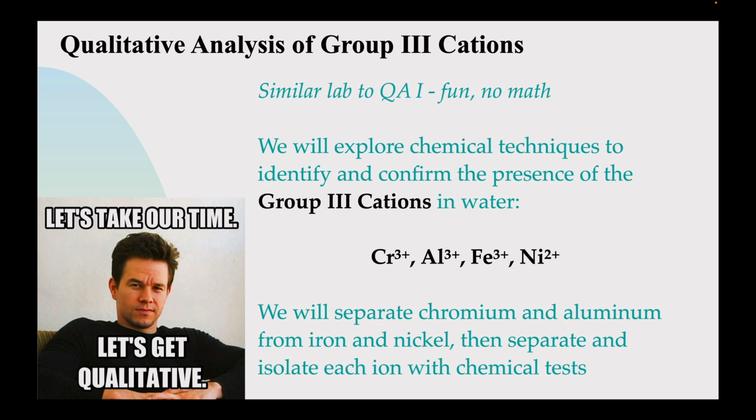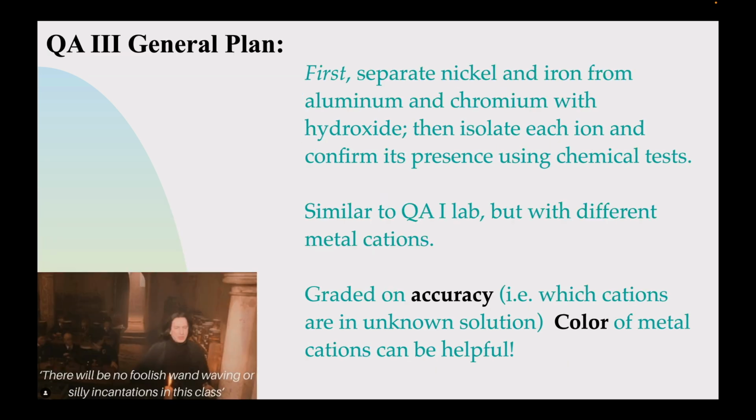So again, what we'll do in this lab is we'll start with a mixture of all 4 of them, at least with a known. You'll then separate chromium and aluminum from the iron and nickel. And from there, then you can separate the 2 ions, one from each other, and finally then confirm that they're actually there. So it's kind of a cool lab. So in this lab, like I said, first you're going to separate the nickel and the iron from the aluminum and chromium. Hydroxide, by the way, is a great way to do it. So sodium hydroxide would be a source of it. And then what you're going to do is isolate each of the ions and confirm its presence, very similar to what we did in QAII.